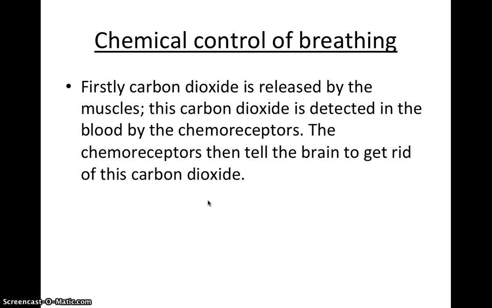The carbon dioxide is detected in the blood by chemoreceptors, and then the chemoreceptors respond by telling the brain to get rid of this carbon dioxide. Then carbon dioxide would go back through the veins to the heart and would then be breathed out.